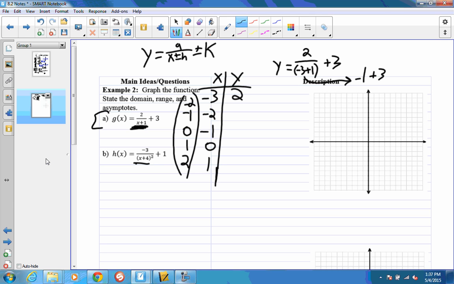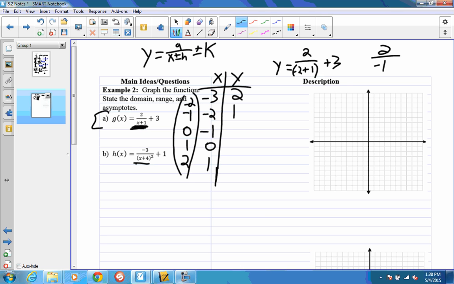Alright, plug in -2. So if I just change this now, this is now -2 plus 1. So what's -2 plus 1? -1. What's 2 over -1? -2, right? -2 plus 3 is 1. Good, yeah, you're right.